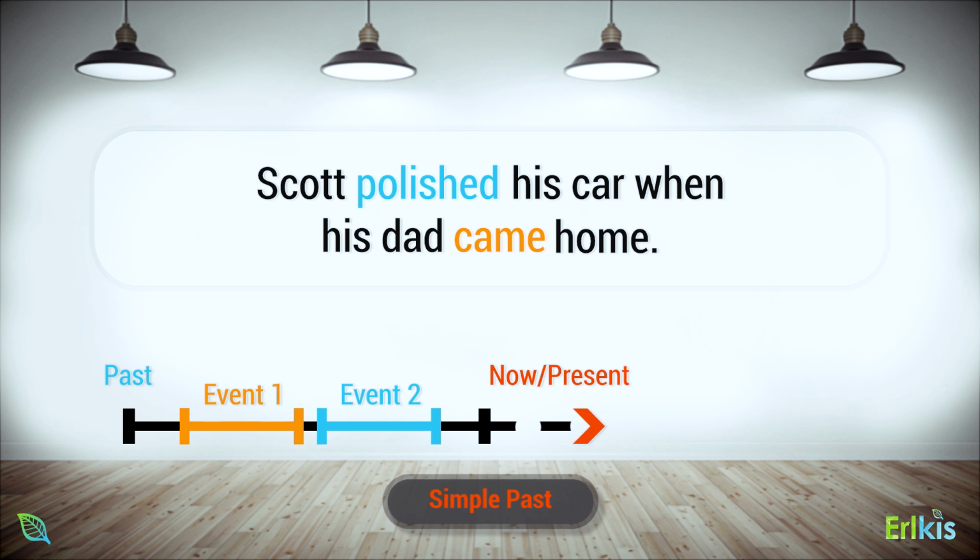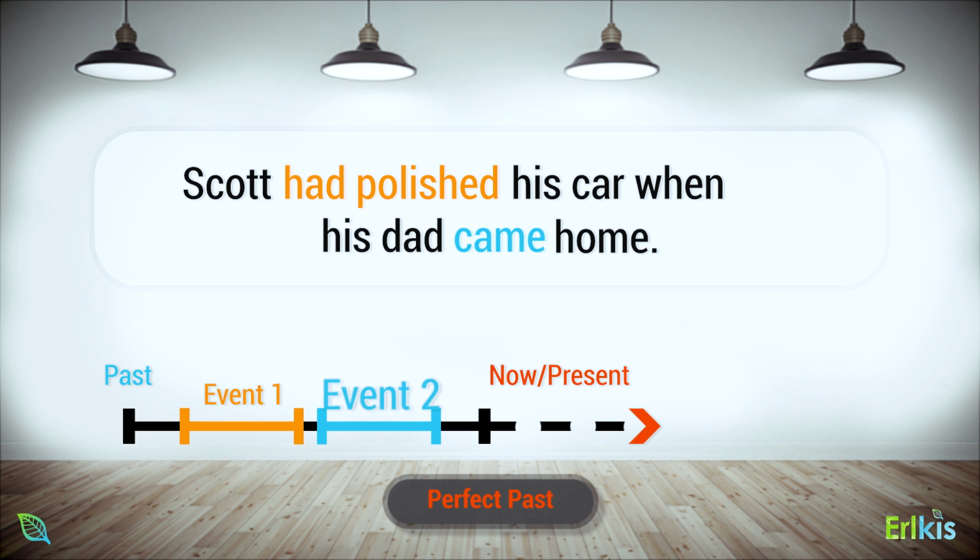Now, let's look at the same example using the past perfect. Scott had polished his car when his dad came home. We know instantly through the use of the past perfect that the first event was polishing the car. Scott did this first and then his dad came home. So let's now look at the formula.